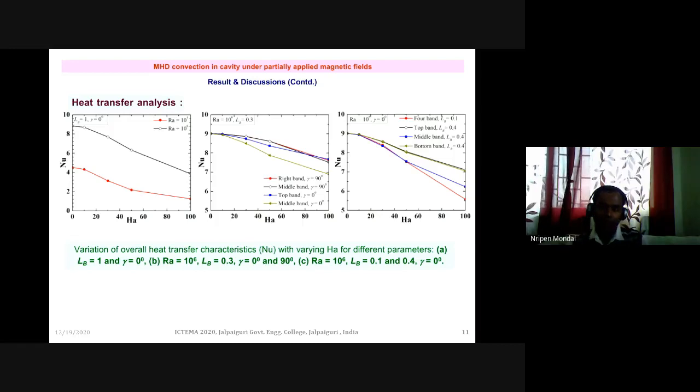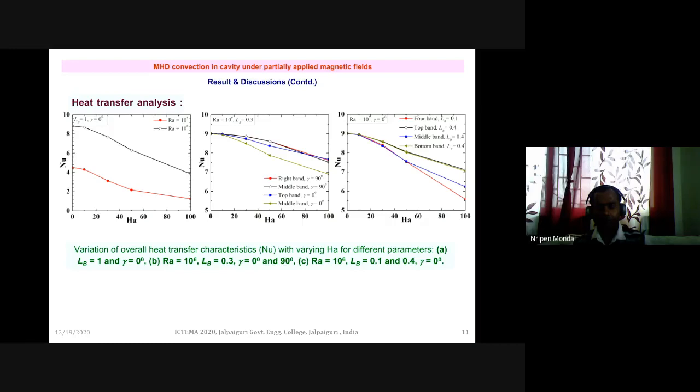Even when the magnetic field intensity increases, we can see for the four-band position, the heat transfer rate decrease is much more, which is indicated in the third curve, marked by the red line curve. So for the top band position and bottom band position, the heat transfer decrement is quite less. For the middle band position, the heat transfer decrement is much more compared to the top and bottom band positions.